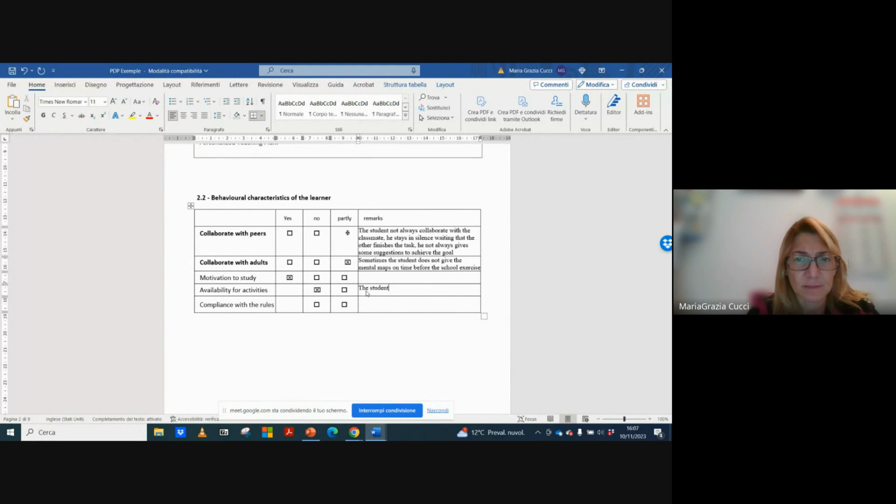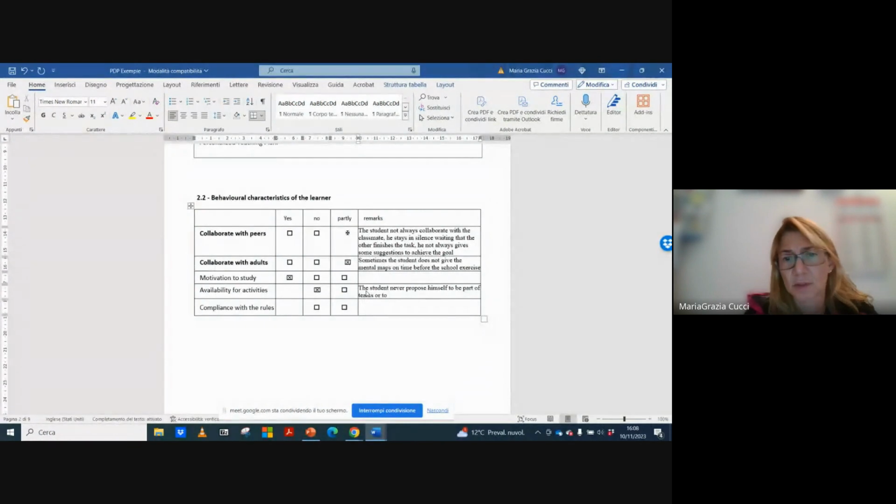The student never proposes himself to be part of teams or to make specific tasks on free days. Okay, and maybe compliance with rules is yes.